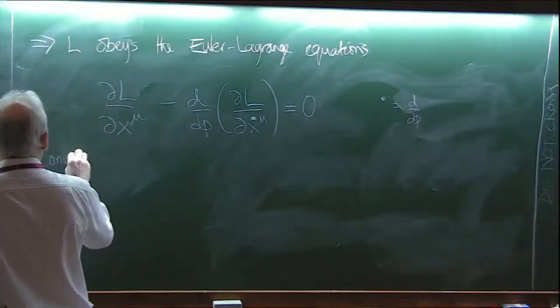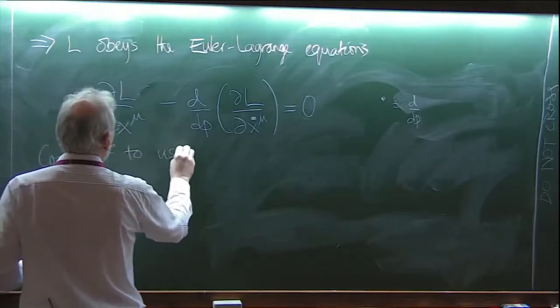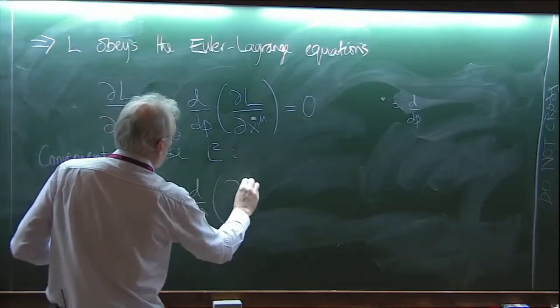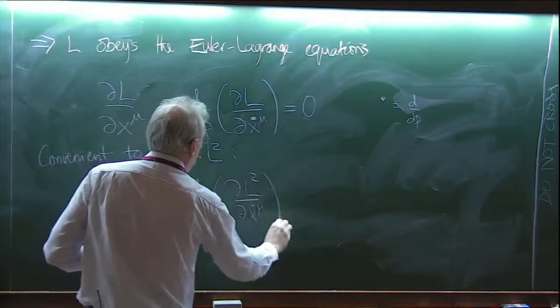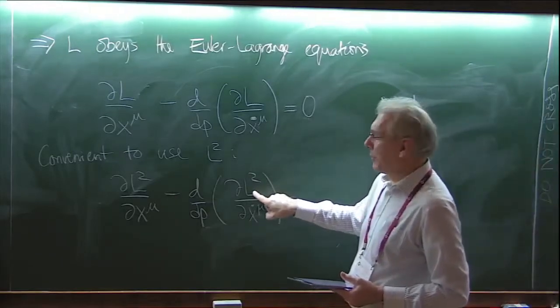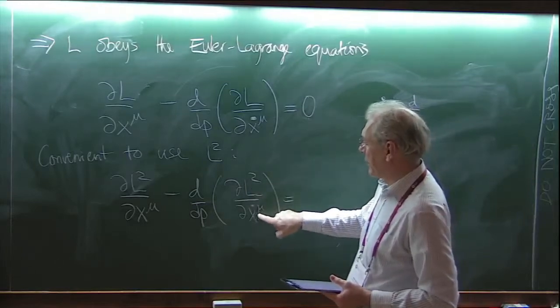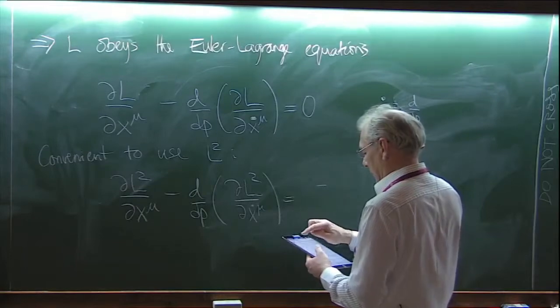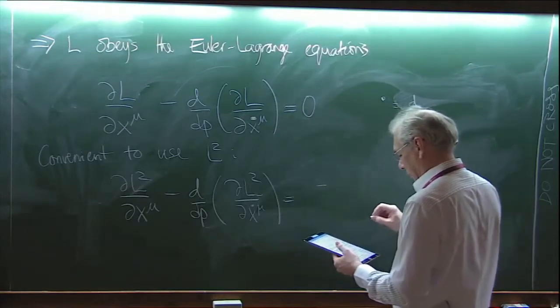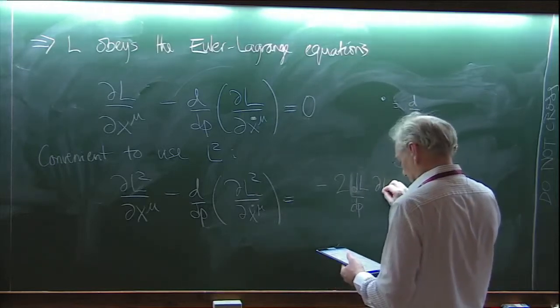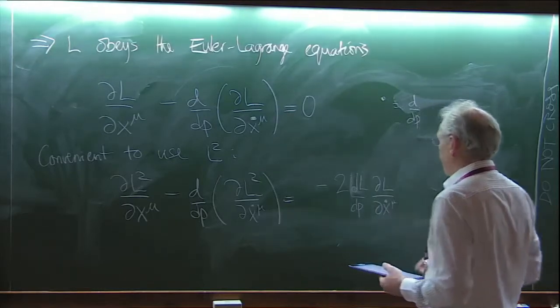Just to say that because L involves the square root of this thing, it's often convenient to work with L squared. So if you write down the equivalent expression for L squared rather than L, you'll immediately recognize that there's going to be one extra term that comes in when you differentiate this. You'll have a 2L times dL by dx dot mu. And the differentiation of the L gives an extra term which we need to consider. It's minus 2 dL by dp times dL by dx dot mu.